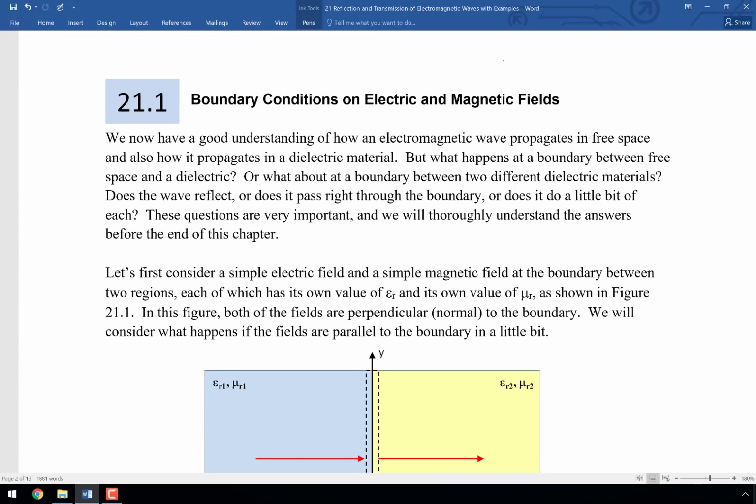So let's talk a little bit about boundary conditions. We understand how waves propagate through free space. We understand how waves propagate through a dielectric, but what we don't understand is what happens at the boundary between two different types of dielectric materials. Those questions, it turns out, are extremely important.